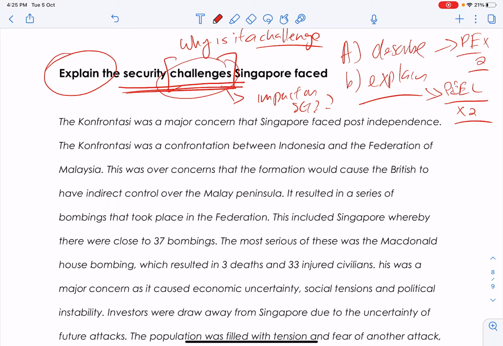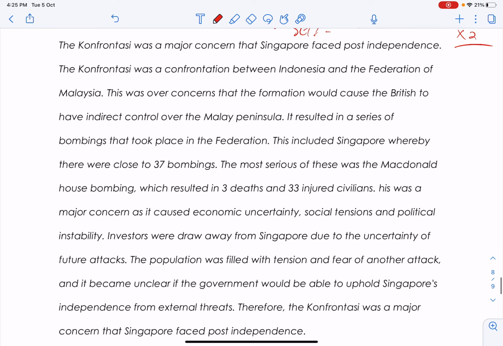But let's say this is describe. Let's say this question is just describe the security challenges. Then all you need is to give me the main point plus elaboration. Okay, you don't need to put this part. Why is it a challenge? So let's take a look at the example here, which is given to you already.